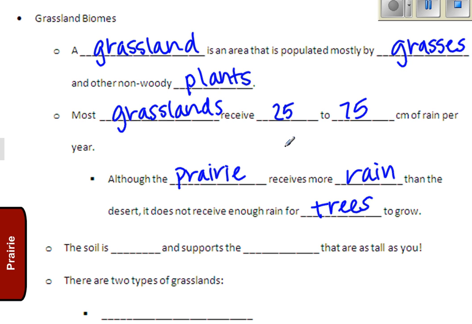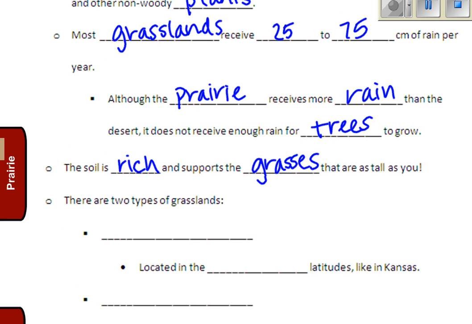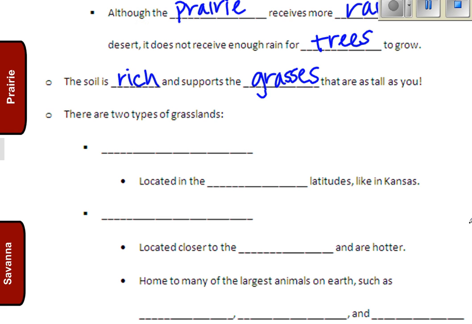Now, in the grasslands, the soil is rich and it supports the grasses that are as tall as you are. Now, there are 2 types of grasslands. The first type are called the prairies. It's located in the middle latitudes, like in Kansas, which is in the middle of the United States.